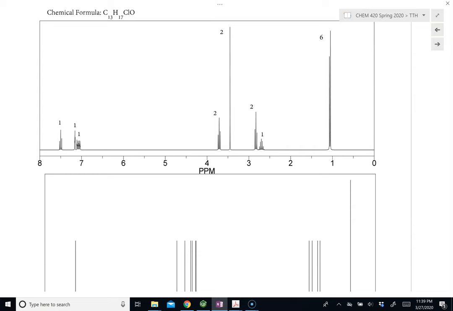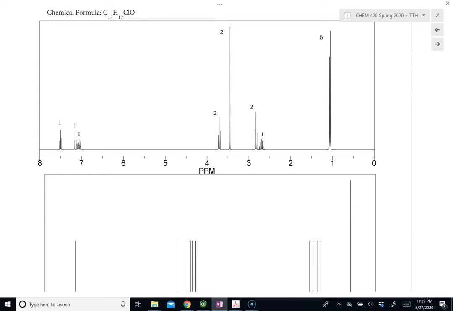Solving NMR problems can actually be really fun. If you enjoy solving word puzzles or any type of puzzle, you will enjoy solving NMR problems. A lot of times, students really enjoy this and they're good at it. And this is basically their favorite part of organic chemistry.